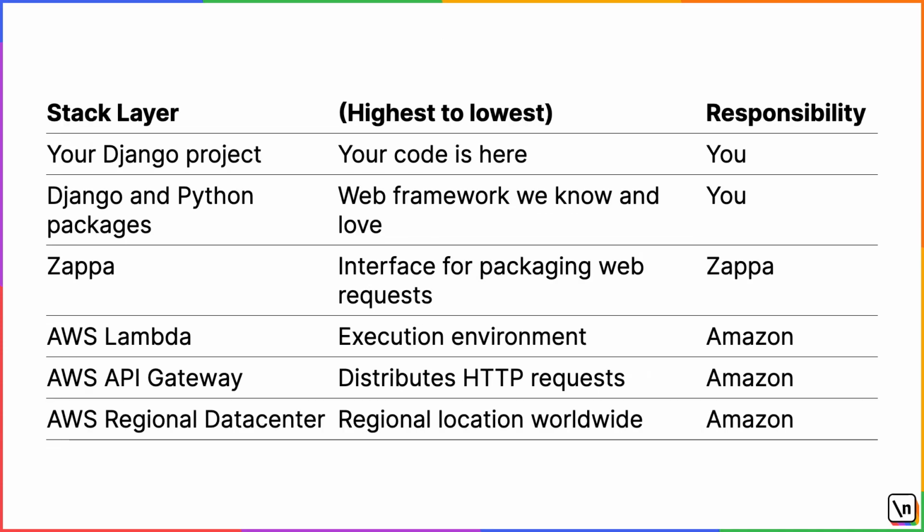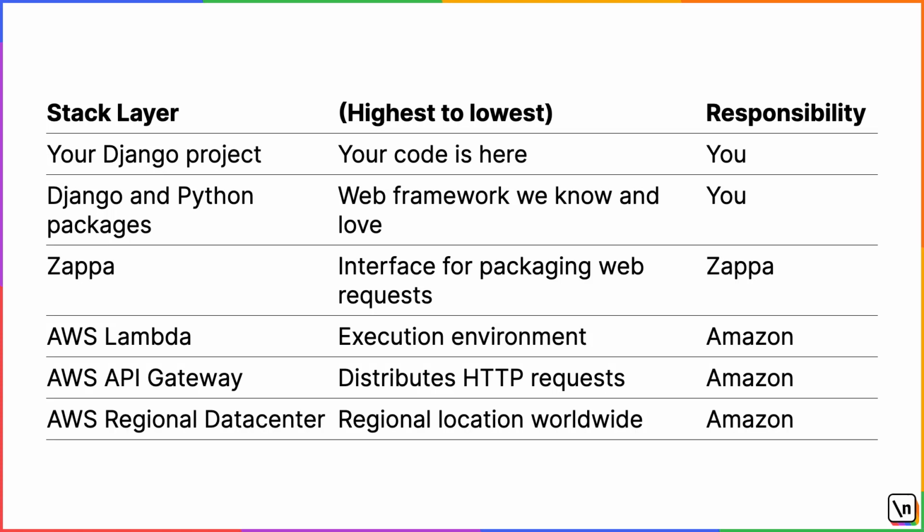Now let's compare that stack with a serverless stack. Once again, here's your stack layers. At the top is your Django project. That is unchanged. Django and Python packages also unchanged. You have to assemble those to create and configure your project.